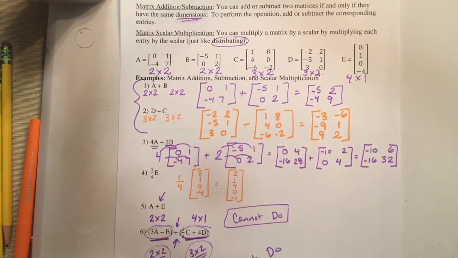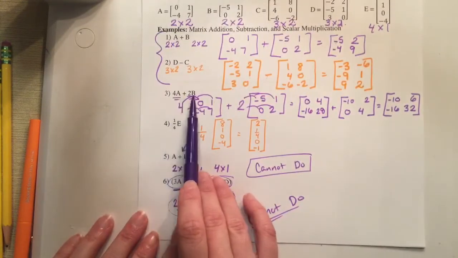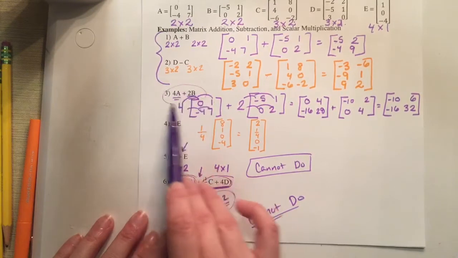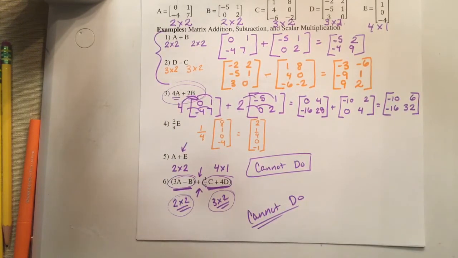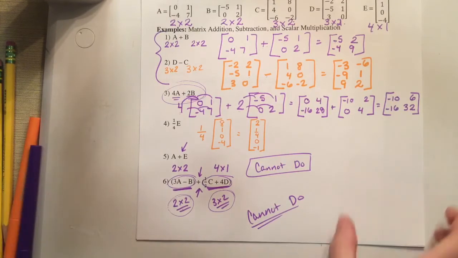Scalar multiplying, you multiply by one value, that's called a scalar. It's just like distributing. If you end up having more than one operation, like we had in number 3, we have multiplication and addition. You do always have to follow the order of operations, just like any time you're doing math, you would multiply before you would add. Okay, now we're gonna go into something that's really, really fun.